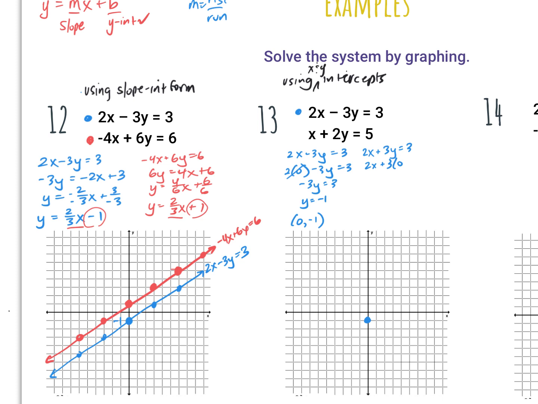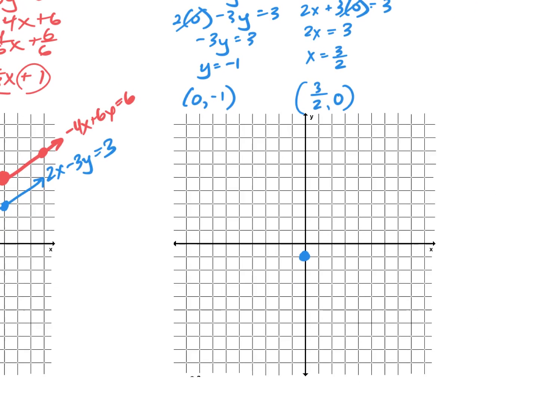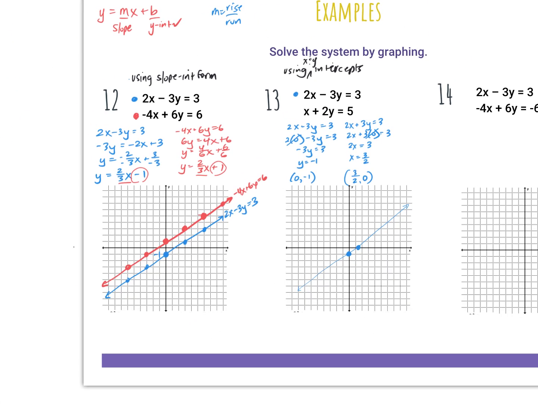Then I take the same equation, 2x minus 3y equals 3, and now I make the y equal to 0, so I can find the x. So 2x equals 3, and x equals 3 over 2. So again, when x is 3 over 2, y is 0. I come over to here, 3 over 2 is 1.5. And so there's my two intercepts, and then all I do is connect my dots. Draw a line through them. Not the best line, but that's it. So that's another way of doing this problem.